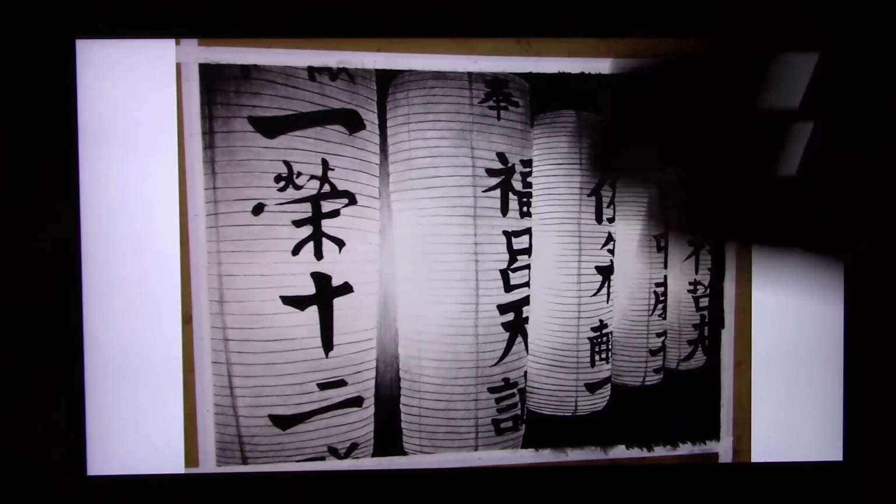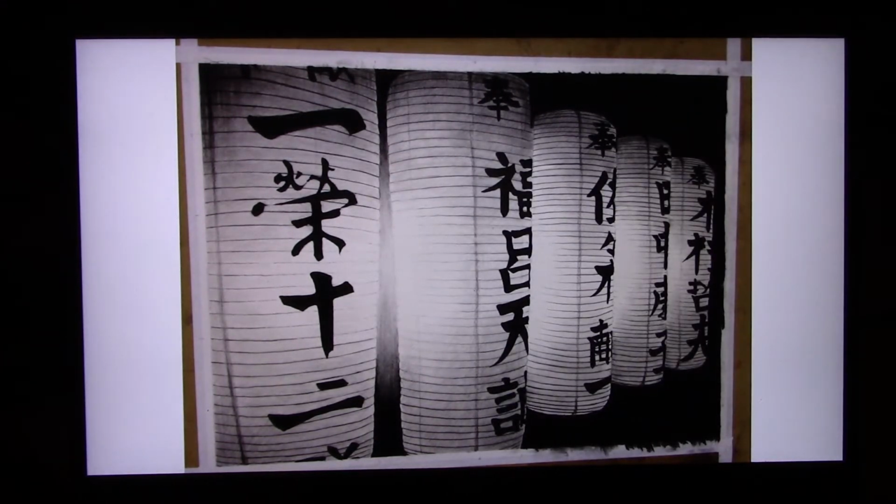We have this rhythmic repetition of shapes through the lanterns. Gives us a sense that maybe there's some kind of festival going on. We don't see any people, but there's a nice sense of rhythm and of dark and light that's established through the use of value in this piece.